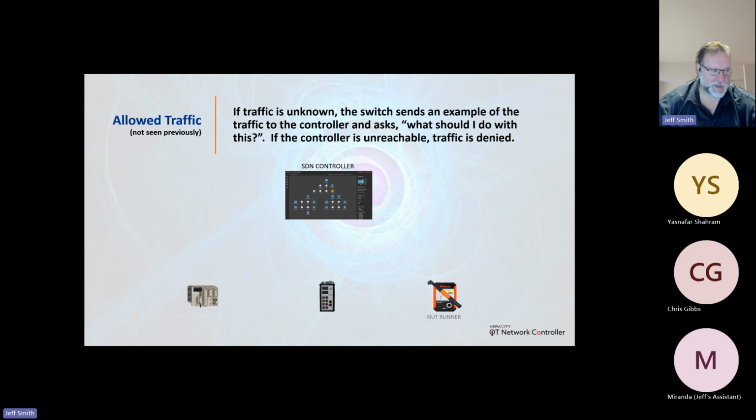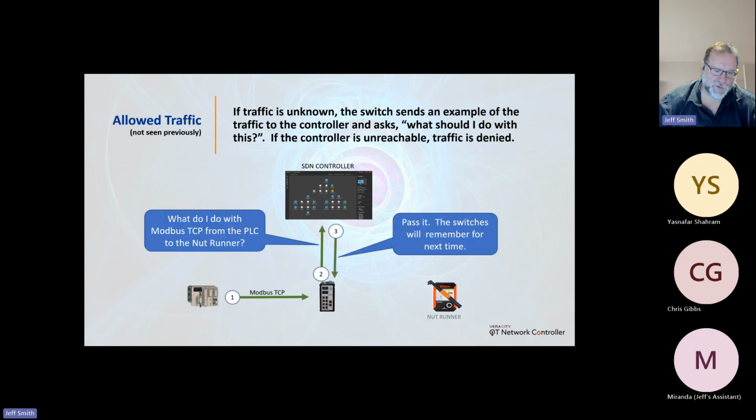If it's allowed traffic but not seen previously, this is the scenario I talked about a minute ago. In the case of Modbus TCP, the first Modbus TCP packet comes in, the switch evaluates this packet and says, do I have a flow that satisfies this packet? If the answer is no, it sends that packet off to the controller. Once the controller gets the packet, it asks, do I have a policy or rules that define what to do with this particular type of traffic? And the policy could be, let all things Modbus TCP talk to all things Modbus TCP. Or it could be, let all PLCs talk Modbus TCP to nut runners.